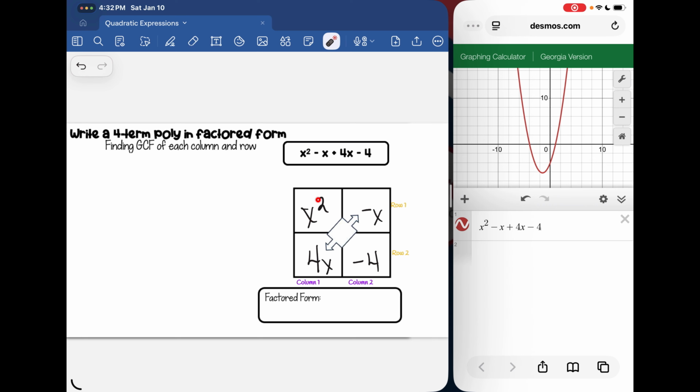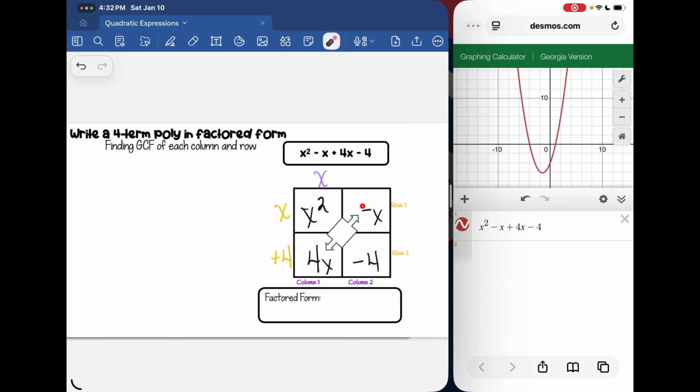So let's look at our easy box where we just have x squared, which means we have 2 x's, which means that will go on the outside of each box. But what can I multiply by x that will give me 4x? Hopefully you said a 4, because x times 4 is 4x.